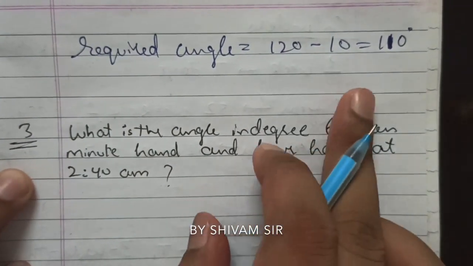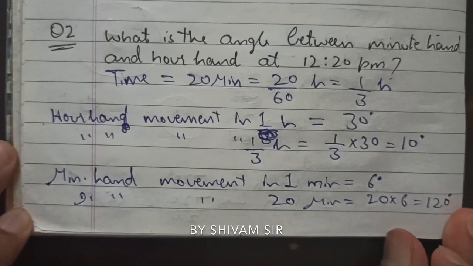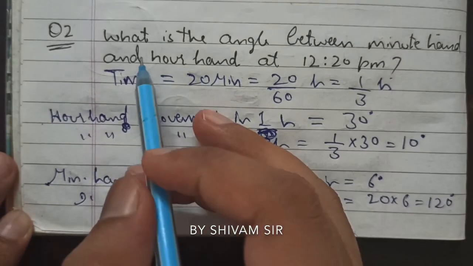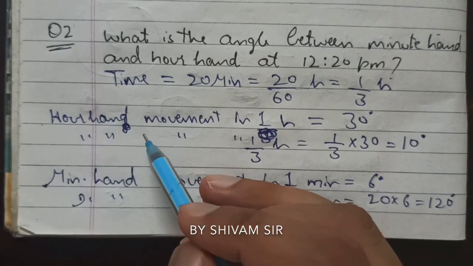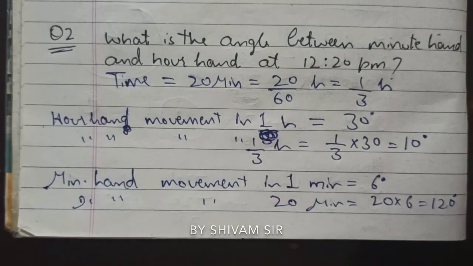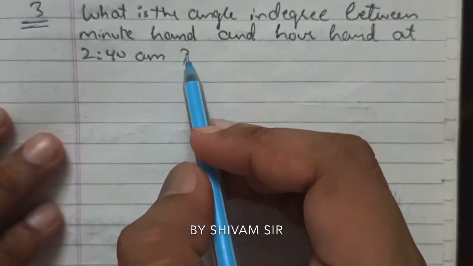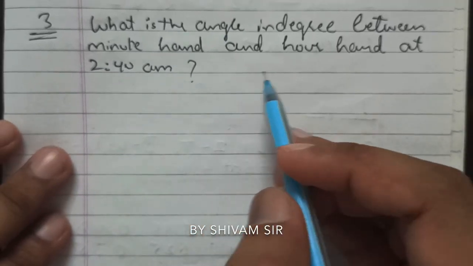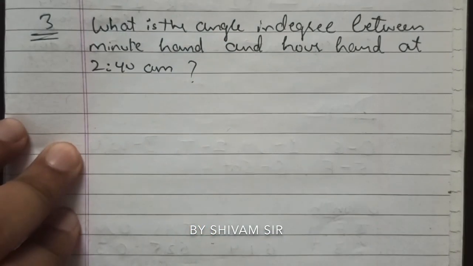So I hope it is clear to you. Just pause the video to note it down. Very easy steps we have followed. Just calculate the time in hours, then first find out the movement of the hour hand, then the minute hand, and then find the difference. Let's do one more problem on it. So what is the angle in degrees between the minute hand and the hour hand at 12:40 a.m.?